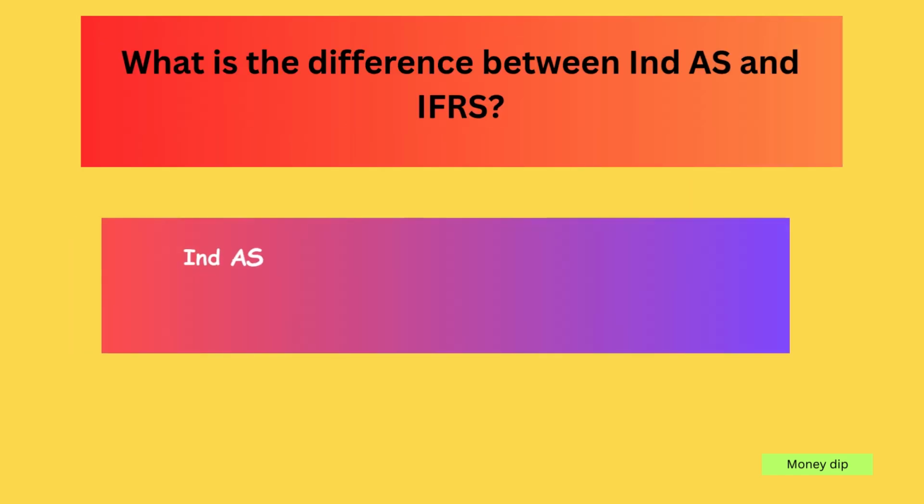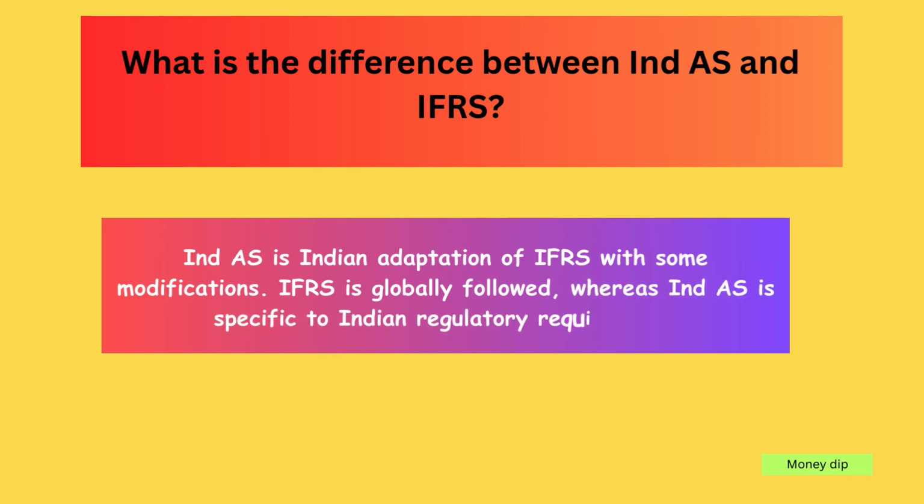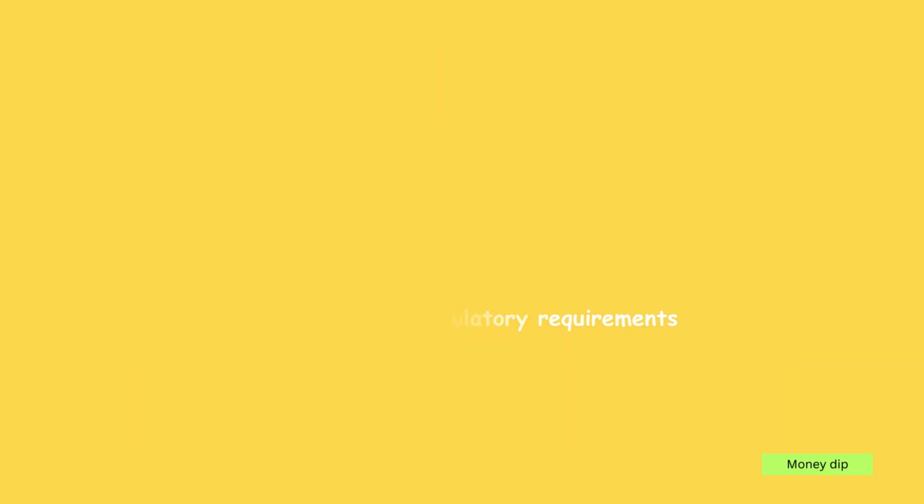What is the difference between Ind AS and IFRS? Answer. Ind AS is the Indian adaptation of IFRS with some modifications. IFRS is globally followed, whereas Ind AS is specific to Indian regulatory requirements.